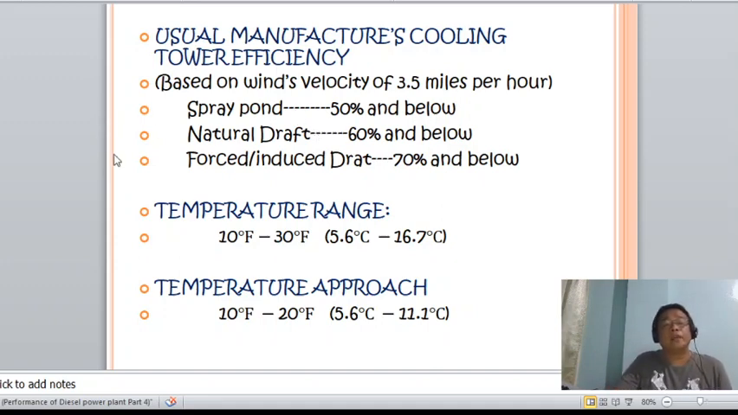So, another, we have the acceptable temperature range. That is 10 to 30 degrees Fahrenheit, or 5.6 degrees Celsius to 16.7 degrees Celsius. So, take note that this is the usual temperature range. Okay? Another, we have the temperature approach of 10 to 20 degrees Fahrenheit or 5.6 to 11.1 degrees Celsius. Okay?